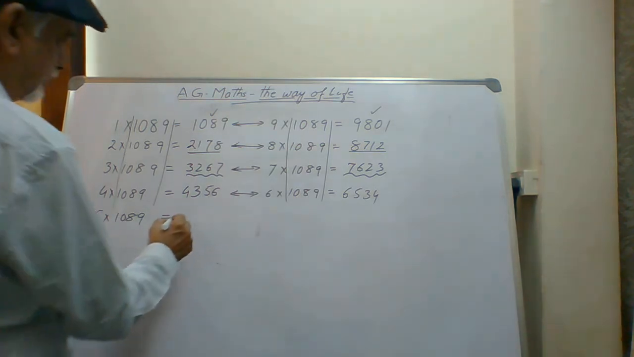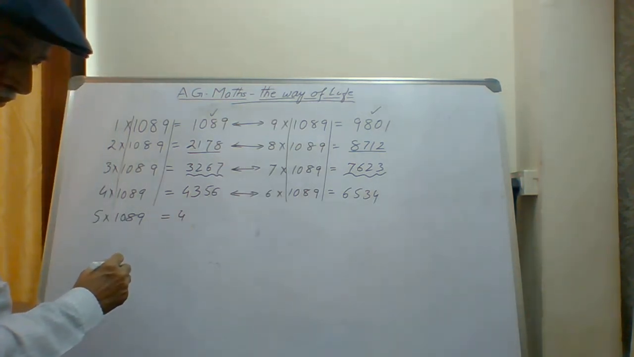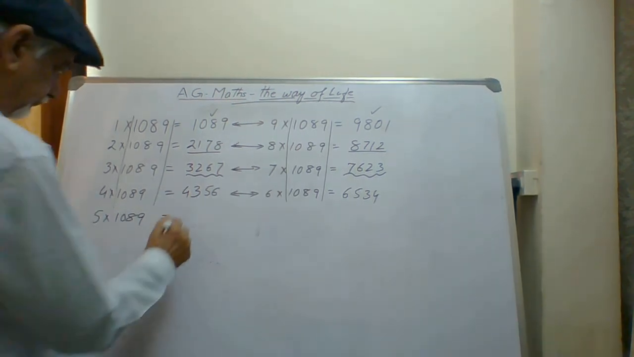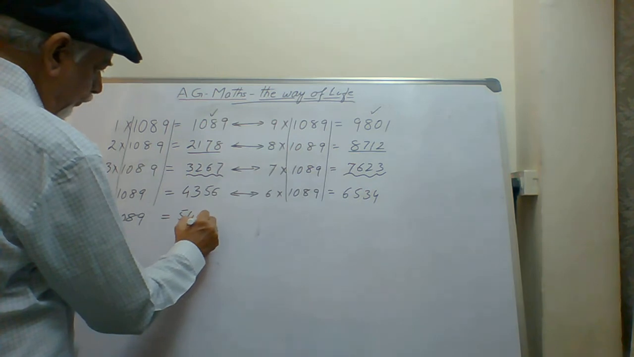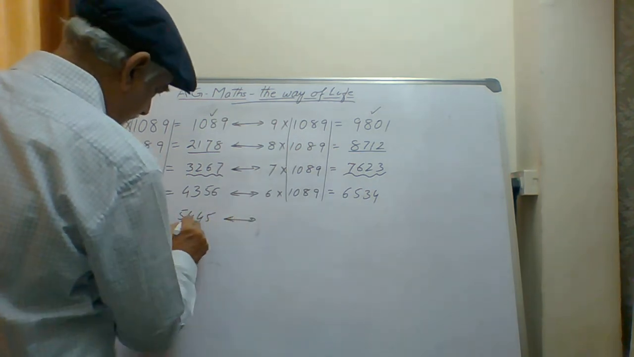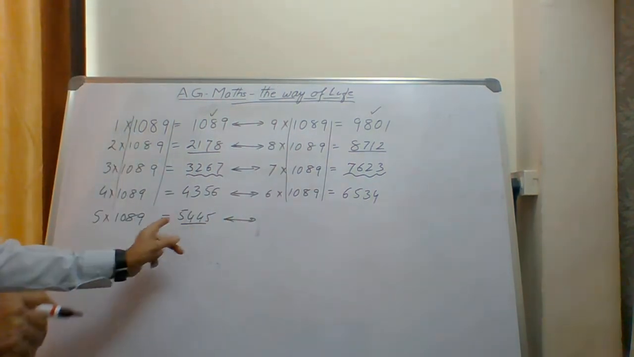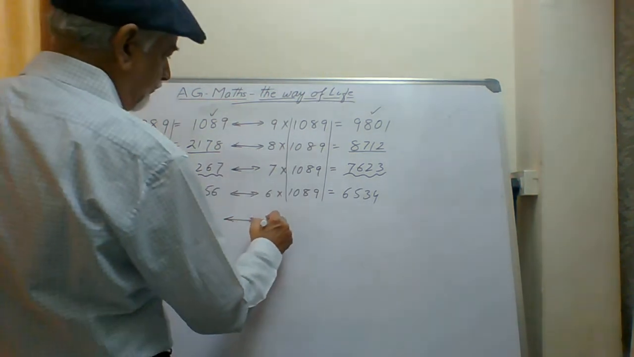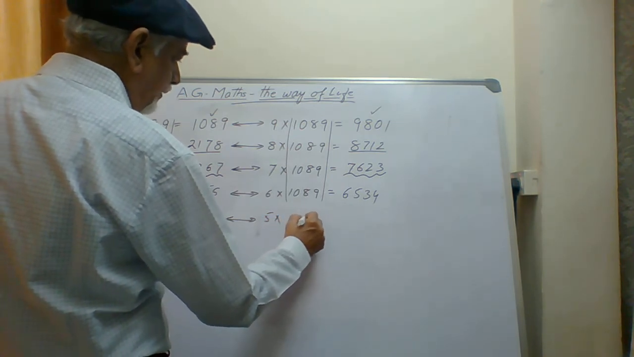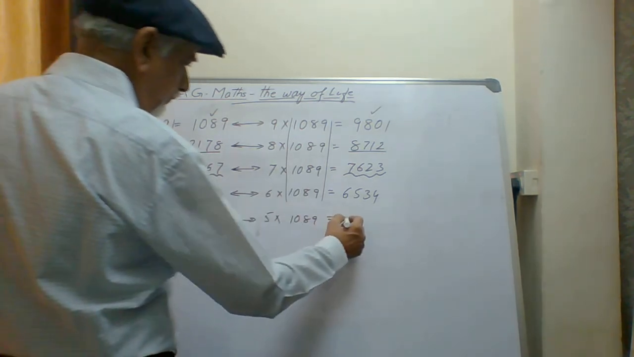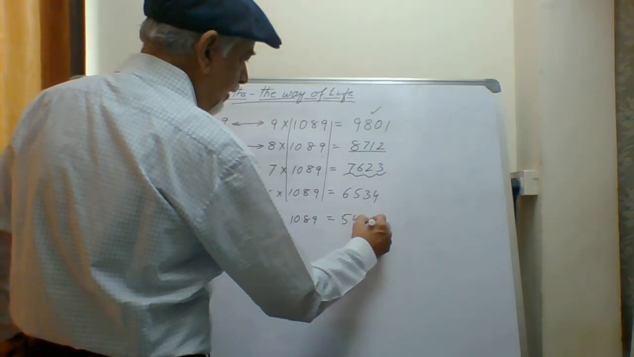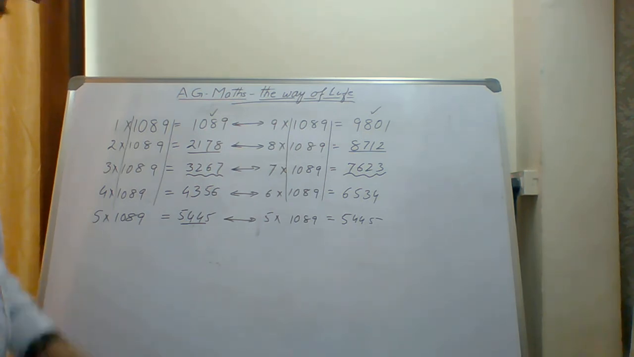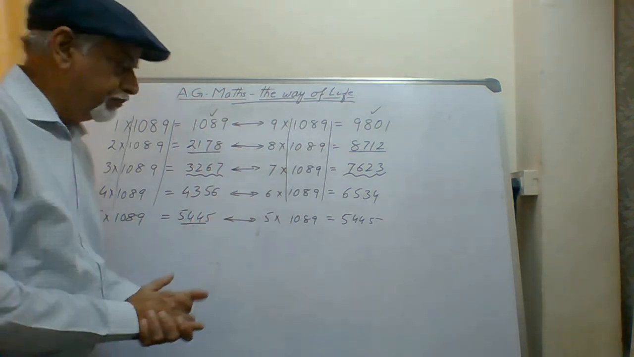Now the multiplication is 5 times 1089, which gives 5445. That is a very funny number. 5445. When I write like this or I write like this, it is the same thing. Whether I write in this order or in the reverse order, the digits will never change. So that is the specialty of the number system here.